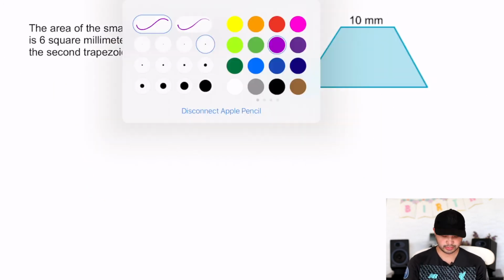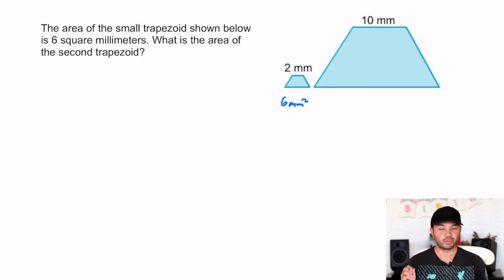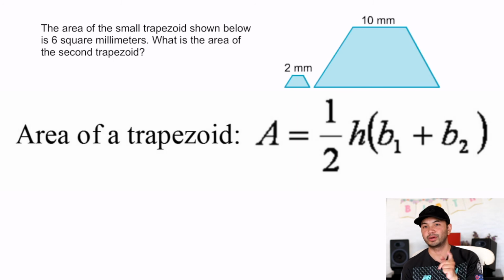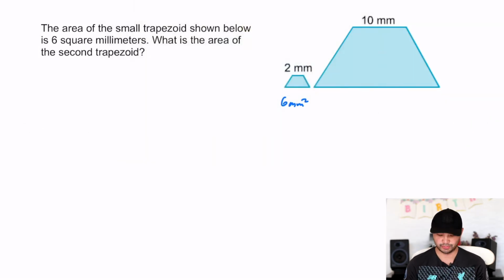Okay, so last example here. The area of the small trapezoid shown below is 6 square millimeters. What is the area of the second trapezoid? Don't worry, we're not going to have to find the area of these trapezoids, even though it's 1/2 base 1 plus base 2 times height, if you forgot. What we're going to do is follow the steps we did before. First, we're going to find the scale factor.